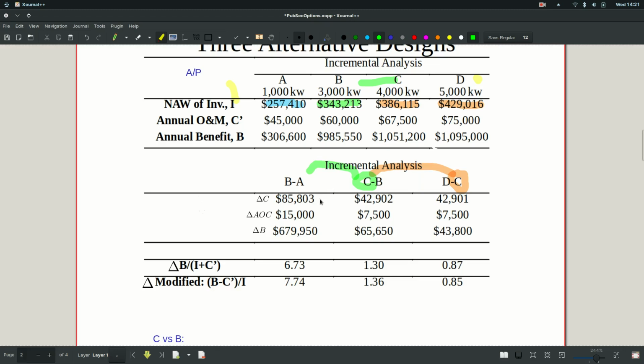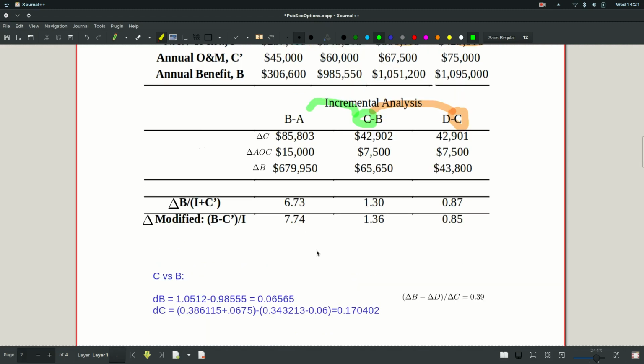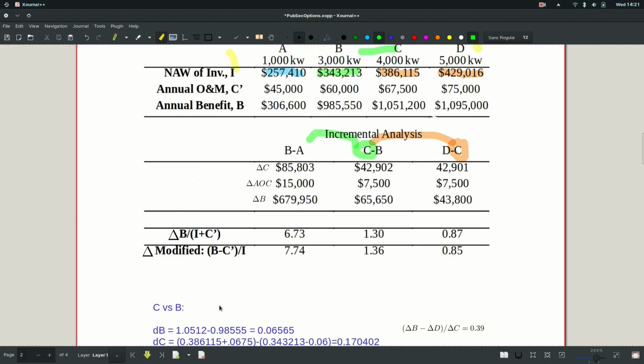So something's wrong. So I went and threw this in my calculator. Right? And so let's look at this. You can see the C versus B. Here's the cost of C, which is 1 million. So here's that. And then 985,550. Here's that. So there's my delta B. Here's my delta C. And I get a cost benefit ratio of 0.39. So that's less than 1.